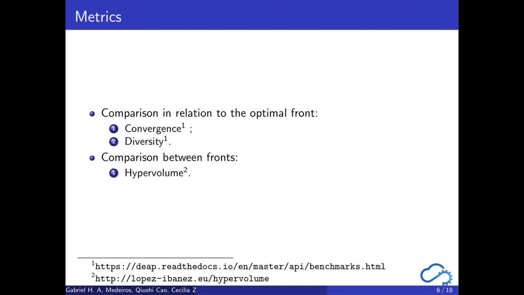For the first type of metric, two metrics were chosen. Convergence, where the smaller the value of this indicator is, the closer the front is to the optimal one, and the diversity, where the smaller the value of this indicator is, the better the found front represents the optimal one. For the second type of metric, the hypervolume was chosen. In a case of multi-minimization, the lower the value of the hypervolume, the better the front compared to the others.